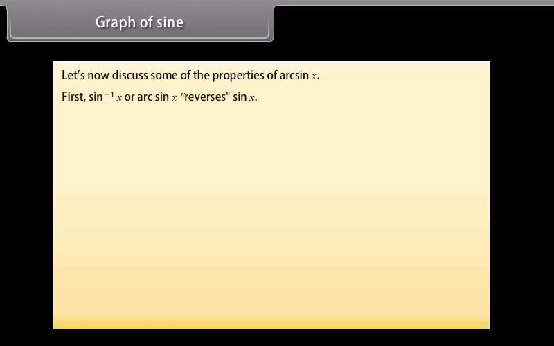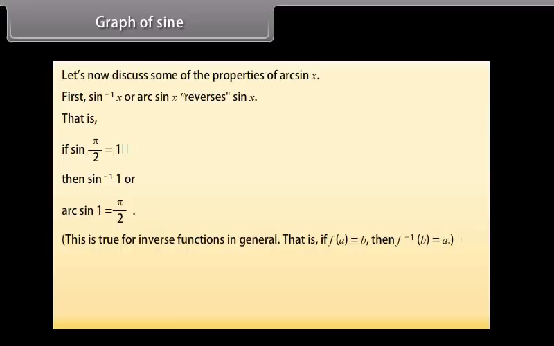First, sine inverse x, or arc sine x, reverses sine x. That is, if sine pi by 2 is equal to 1, then sine inverse 1, or arc sine 1, is equal to pi by 2. This is true for inverse functions in general. That is, if f of a is equal to b, then f inverse of b is equal to a.